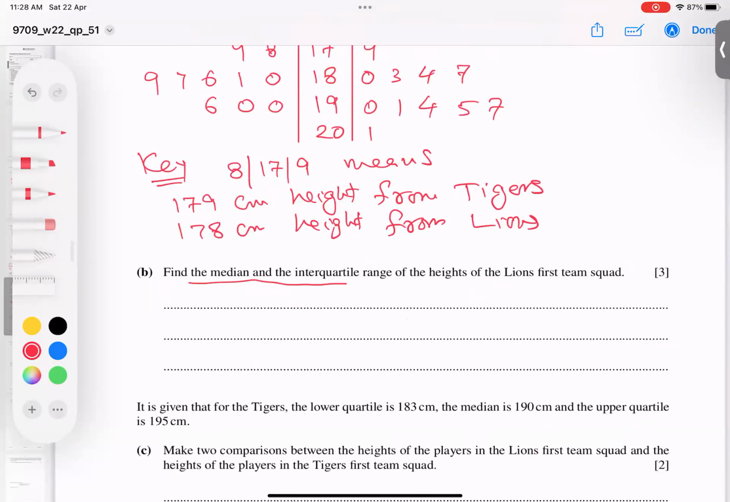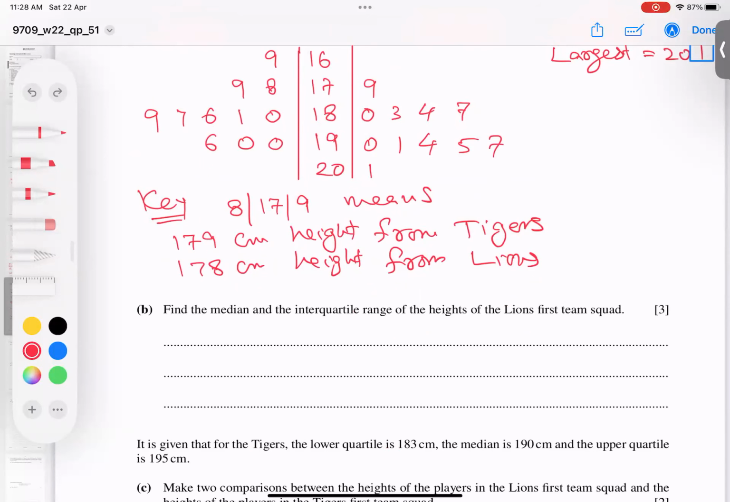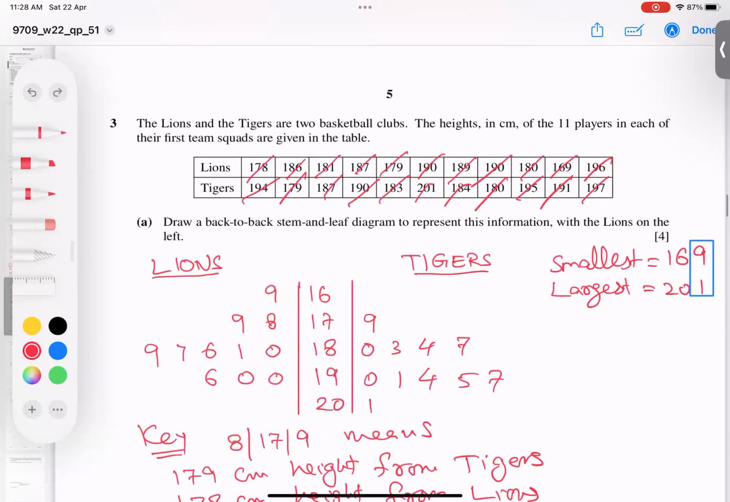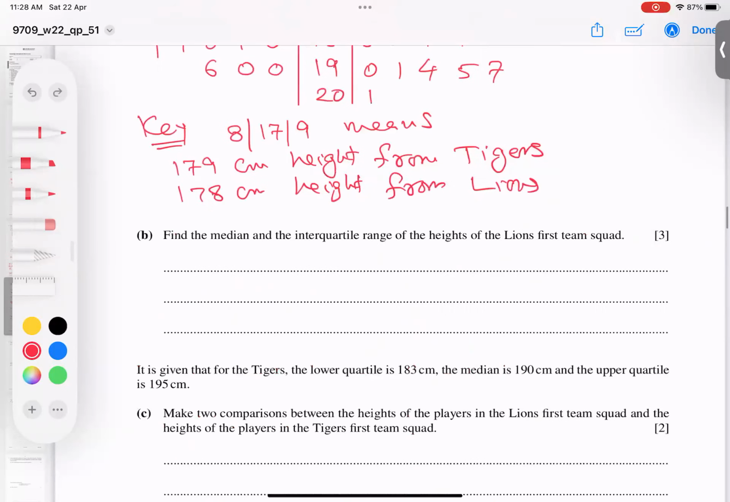Find the median and interquartile range of the height of the Lions in the first team squad. So median, what is the technique of median, students? We have a formula, and we check the values carefully: 11 players. The median formula we normally use is N plus 1 divided by 2. So we get 11 plus 1 divided by 2, that is 12 divided by 2, so the 6th place is the median.